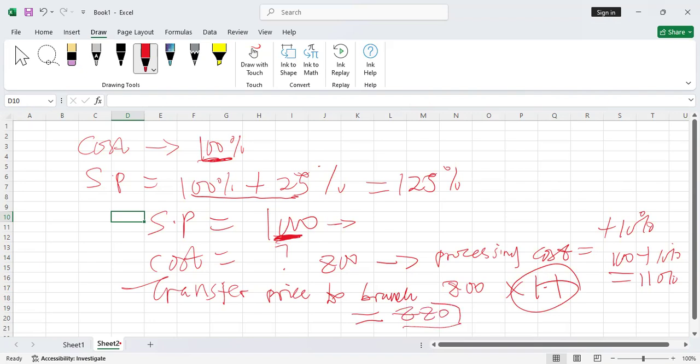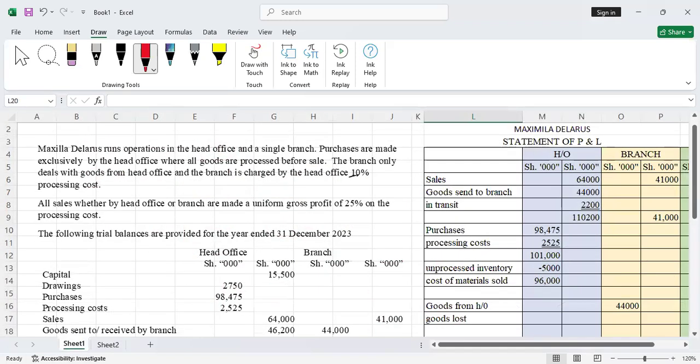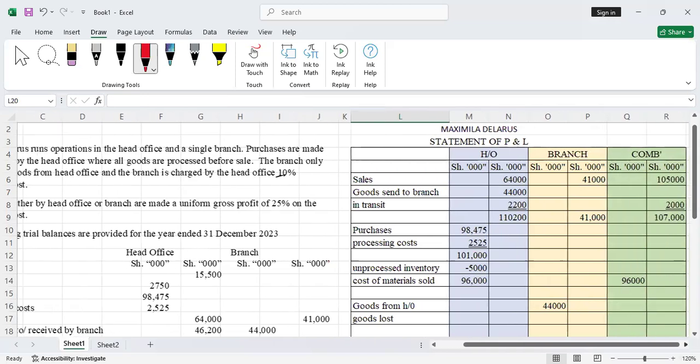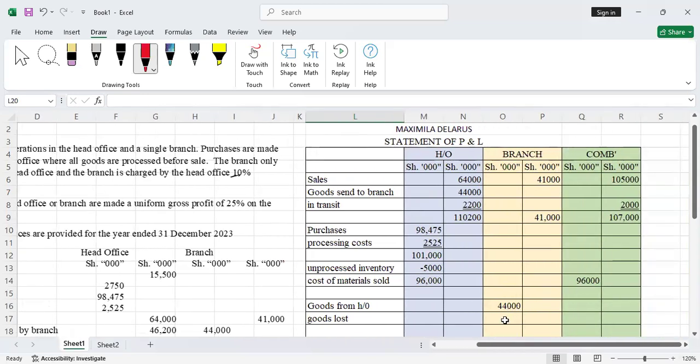These ones that were lost were transferred at 880. So the goods lost is a cost to the branch. We must charge you. And to the combined business, the cost is actually 800. See, there's a difference of 80, the profit component, between the head office and the branch.